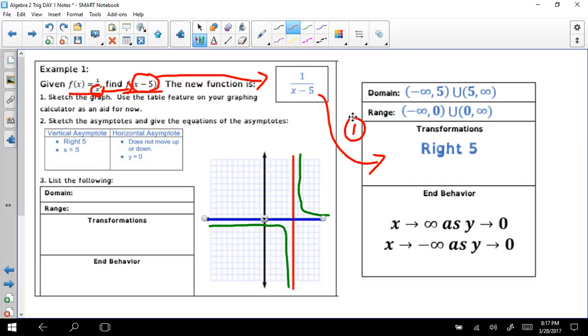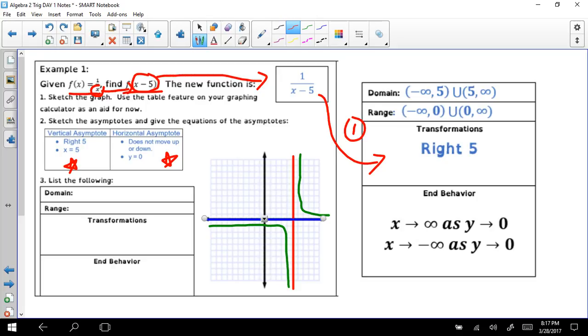So what that's going to do is send the vertical asymptote, shoving it over to the right 5. Your vertical asymptote is going to be this red line right here, x equals 5. Now remember, the only transformation here is to the right 5. This does not move up or down whatsoever. So that means the horizontal asymptote stays put at y equals 0, just like the parent function.